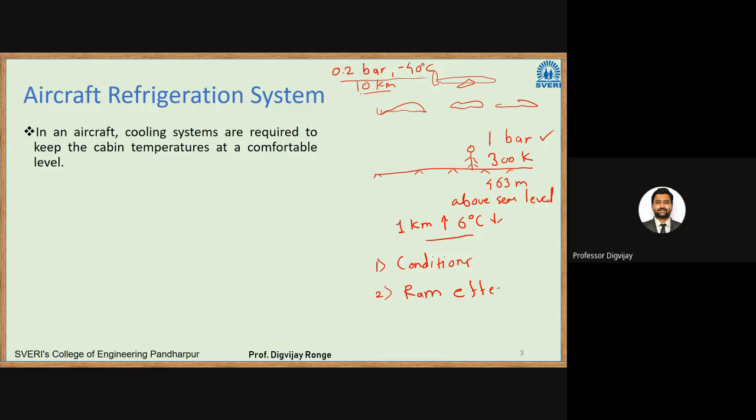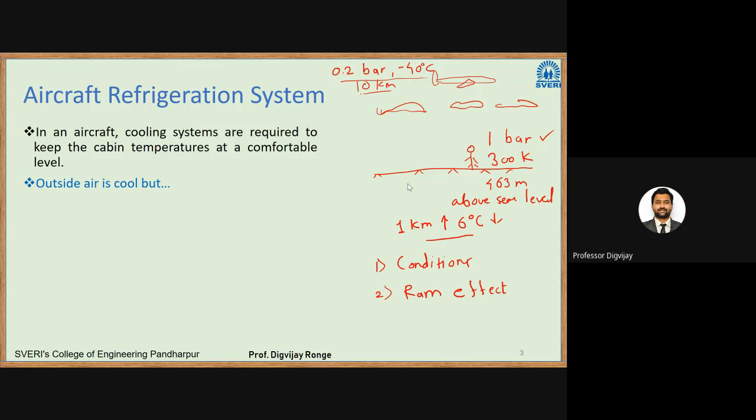So don't pronounce it as a RAM, because we have Ram Salgar in our class, but it is pronounced as a RAM effect. Okay. So whenever I take air from outside to inside, so I have an aircraft cabin. If I take outside air inside, that air will be called as RAM air. So these basic two things you should know. Then you can proceed on aircraft refrigeration systems.